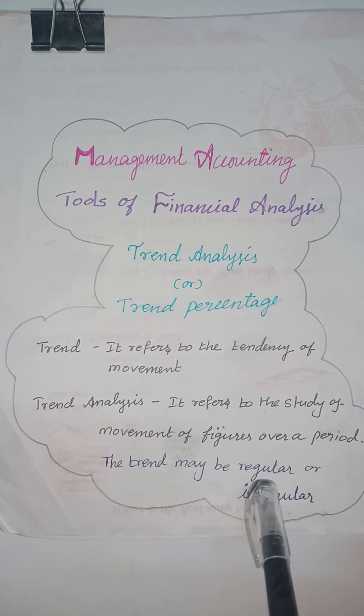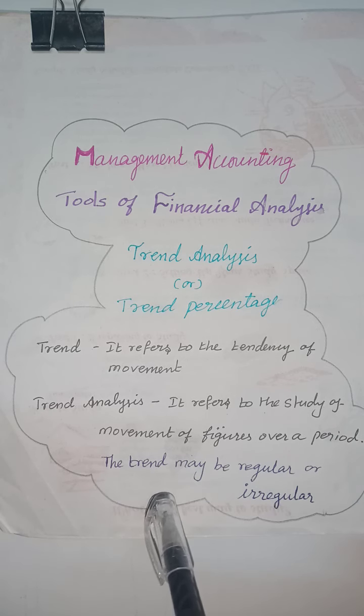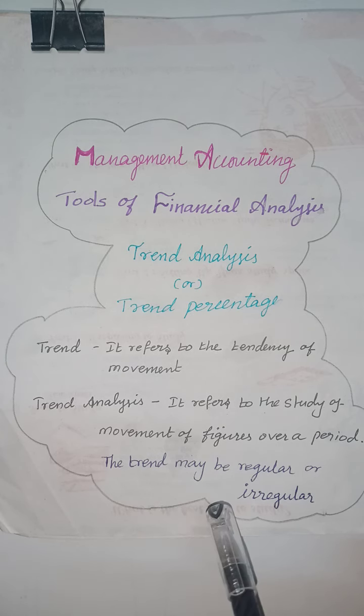The trend may be regular or irregular. The regular trend is when every year we find out the trend analysis on a percentage basis. Sometimes the trend is irregular.